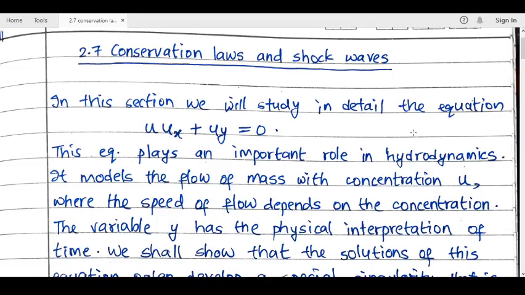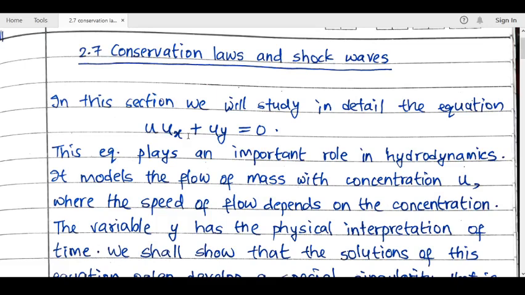Hello dear students. Now we will move on to section 2.7. It is about conservation laws and shock waves. In this section we will mainly deal with an equation called the Euler equation.